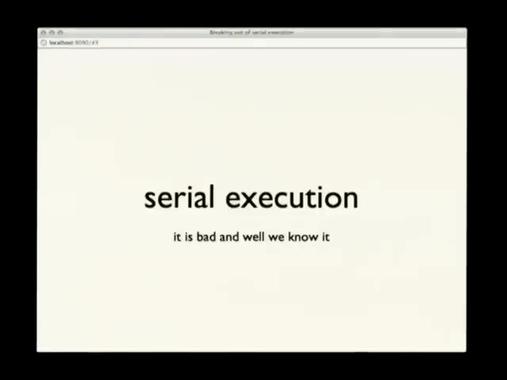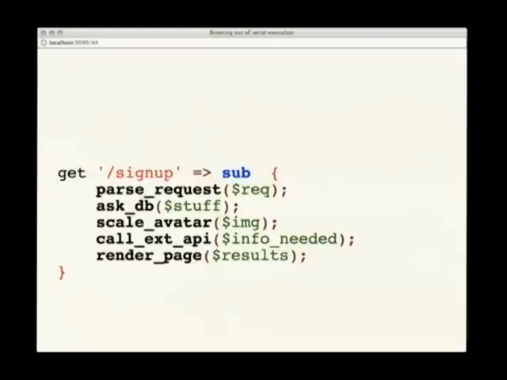So serial execution. The problem that we have with serial execution is it doesn't scale. We run only as fast as our hardware can get us, and we can't go any faster, because if it is one execution path, we are exactly limited to that one execution path. This is roughly how it looks, just stub code, don't try to run it somewhere. We pass a request, we ask a database for something, we wait for the response, we scale some image and we wait for the response, we call some external API, we wait for the response, and somewhere when we've done all that stuff, we render a page. That's serial execution, as it's normally done in web applications.